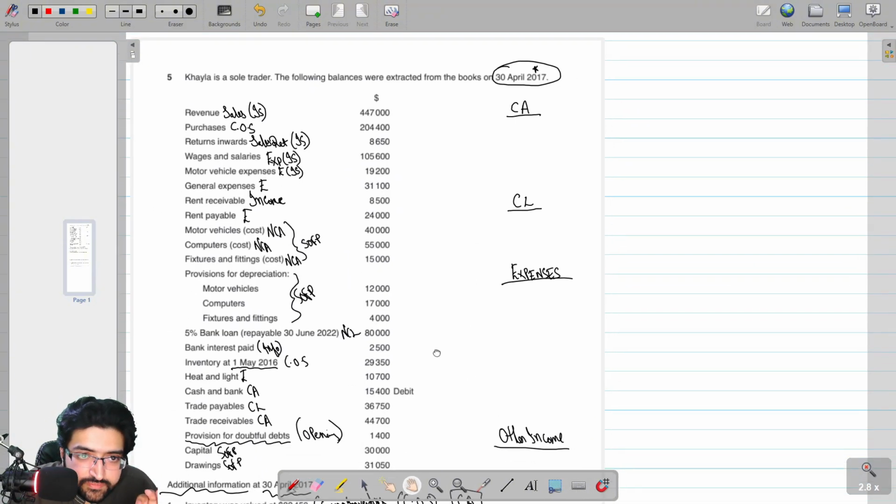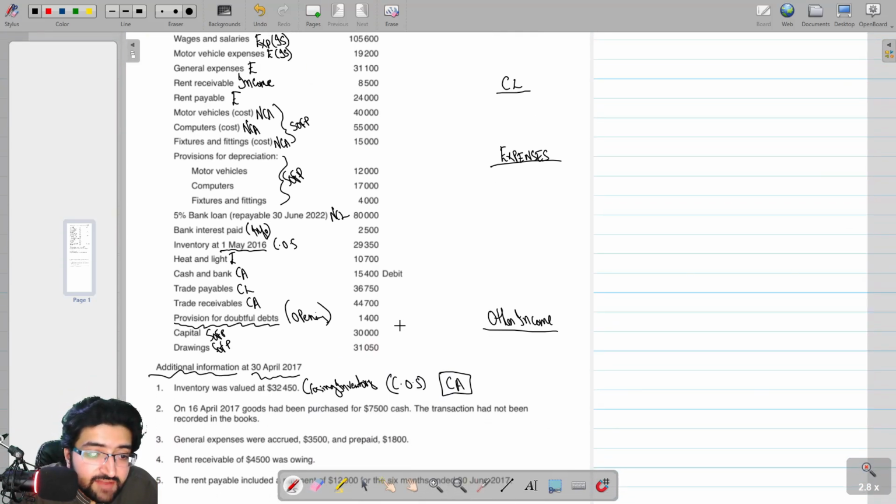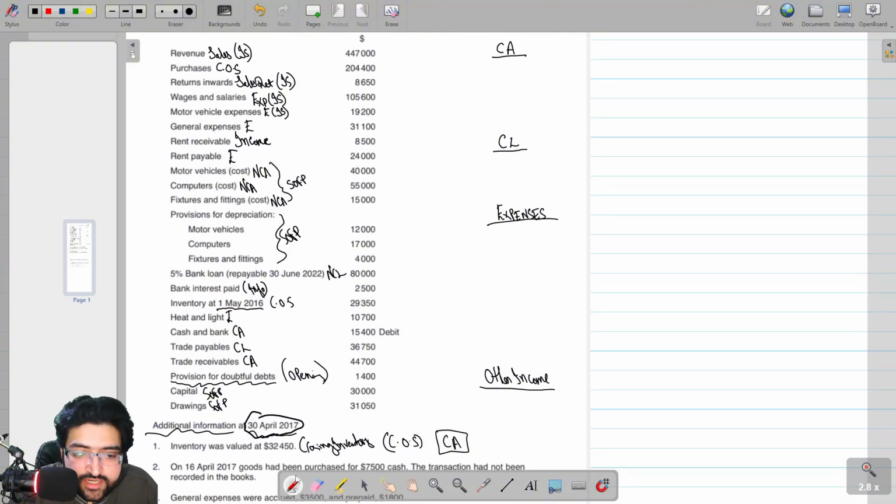Zooming this out and moving on to the adjustments. The first adjustment we can see is that they have told us inventory was valued at 32,450. This is the end of the year value of inventory, so this is our closing inventory. Make sure to record this as a current asset right now in your rough working section. So I will write inventory, and I will also write the amount, which is 32,450. Closing inventory is our current asset. You should be knowing that by now. This is the inventory that is left unsold at the end of the year.